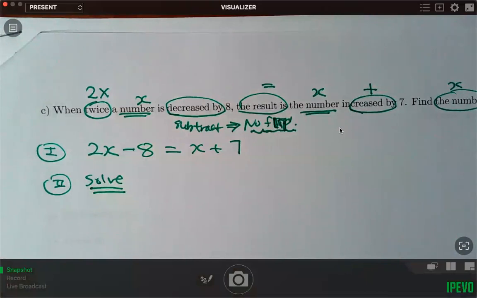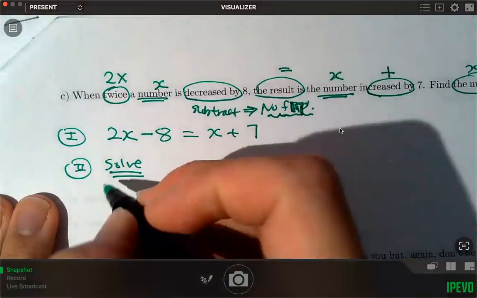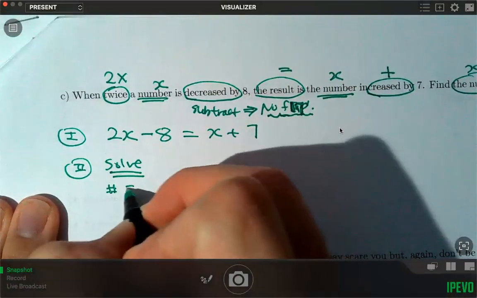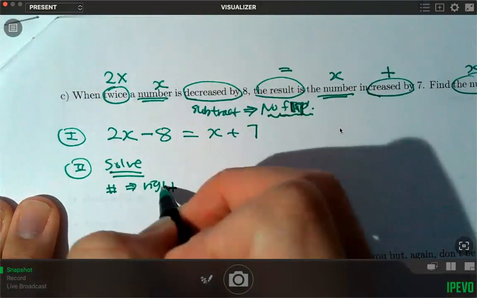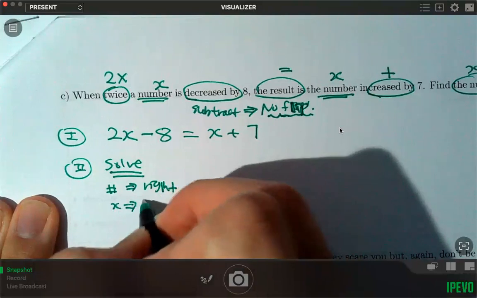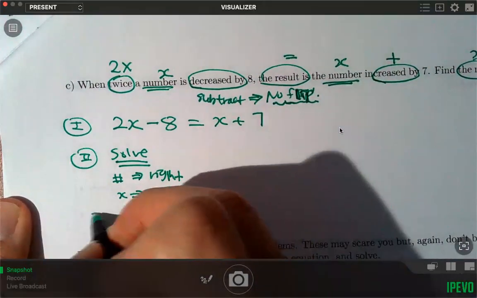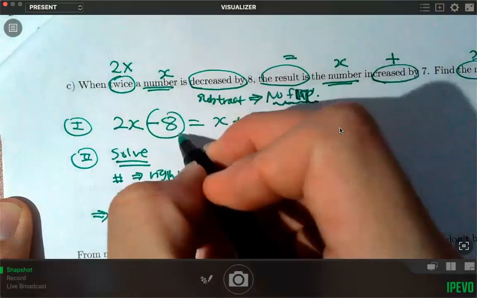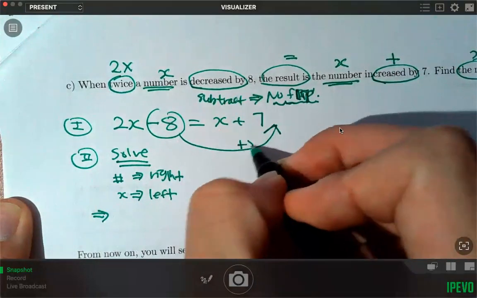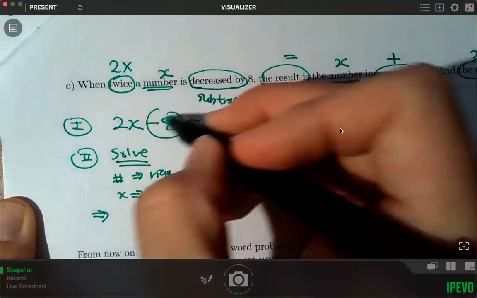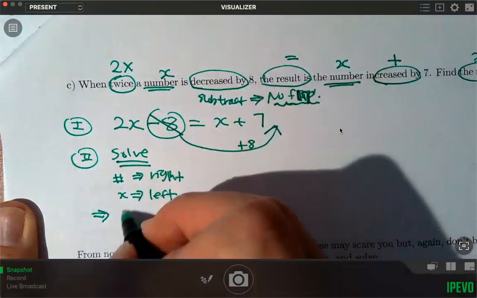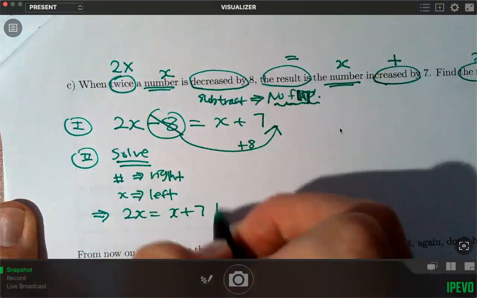Okay, so add 8 to 7. That process means the numbers will be sent to the right side, so all the variables will be on the left side. If we move minus 8 to here, we have to add 8. Then this is gone. So what do you have? 2x is equal to x plus 7 plus 8, right?